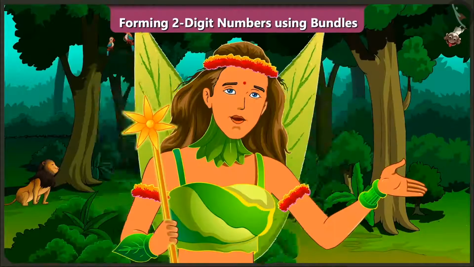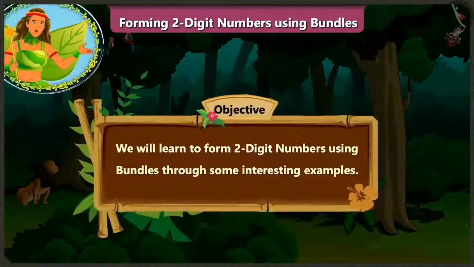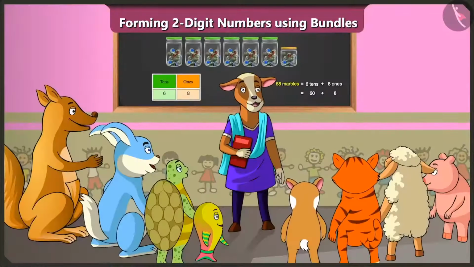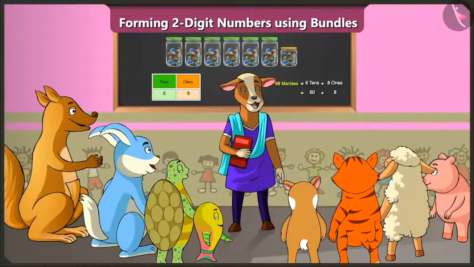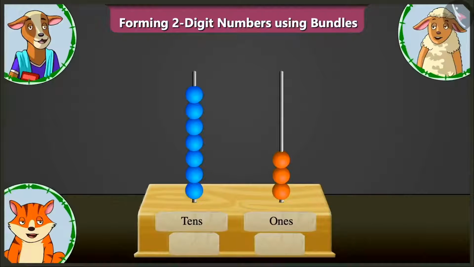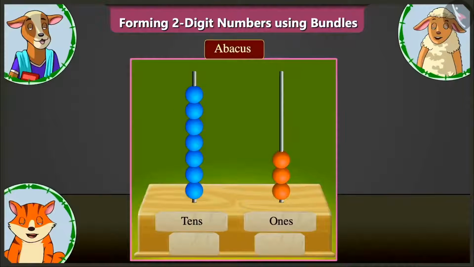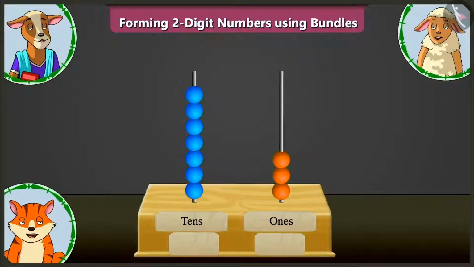Children, in this video, we will learn to form two-digit numbers using bundles through some interesting examples. Children, in the last class you had learnt to form numbers in the groups of tens. Yes, ma'am. Let us see through some examples how much you remember. Look, there is an abacus given here. You have to look at it and form a number.